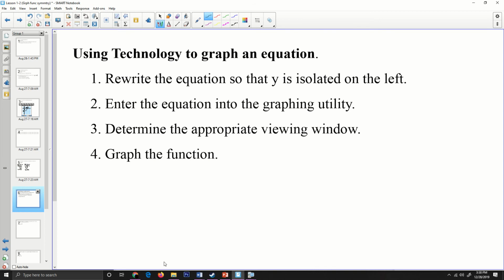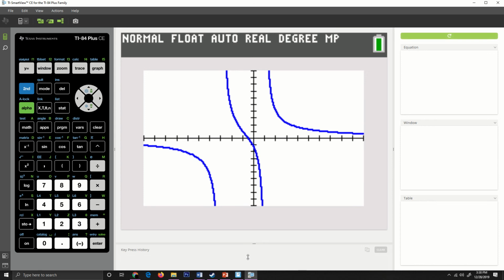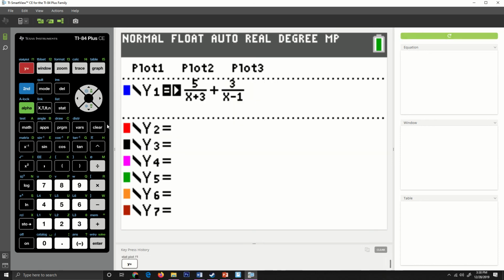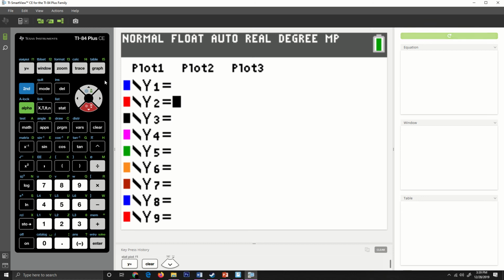Using technology to graph an equation, we can rewrite the equation so that y is isolated on the left. That is one way to write it if we're going to use a graphing calculator. We're going to enter the equation into the graphing utility, then determine an appropriate viewing window, and then graph the function. So if I bring up my graphing calculator here, and I have something in there, I just want to clear that out. All right, so just to review the graphing calculator as we go through.